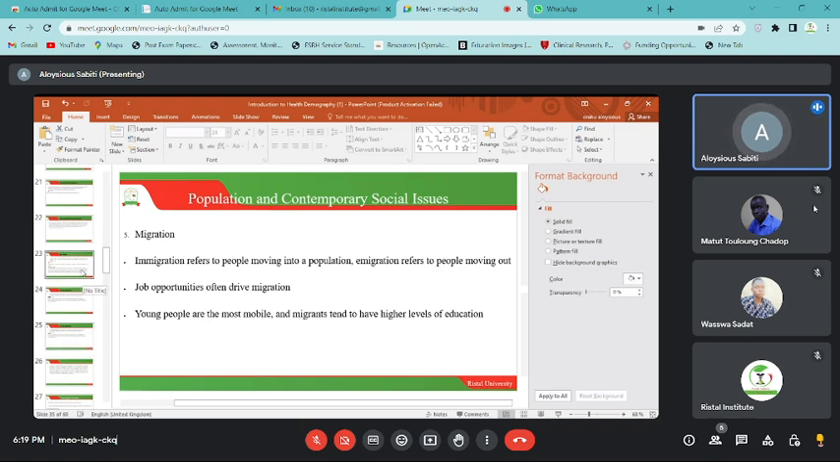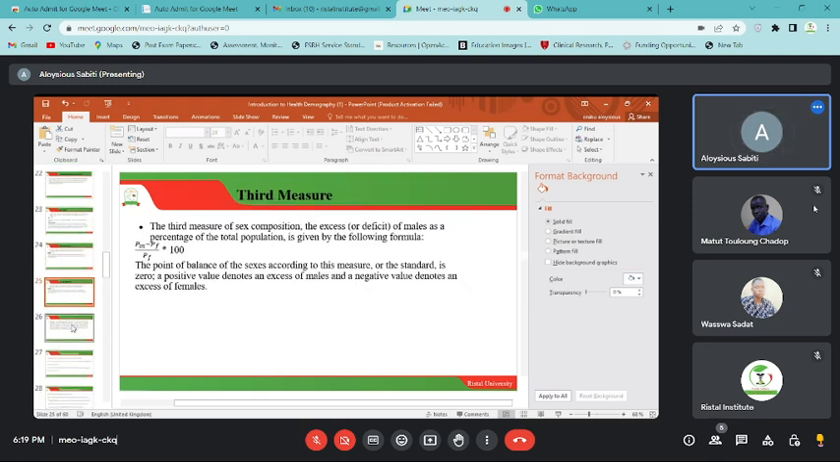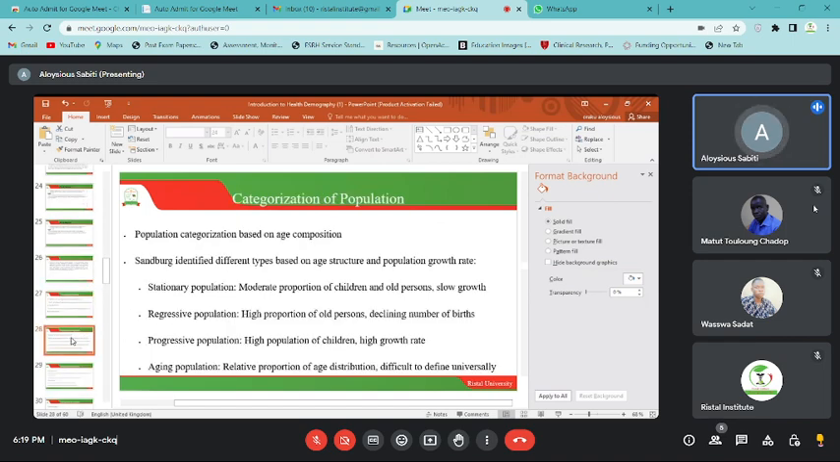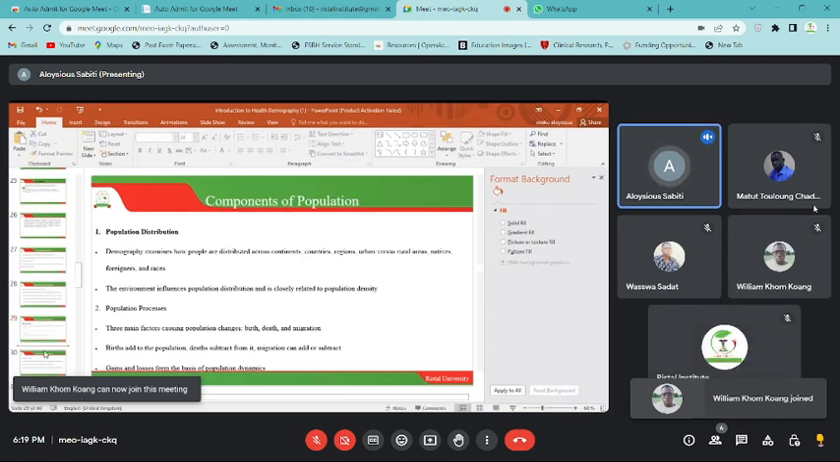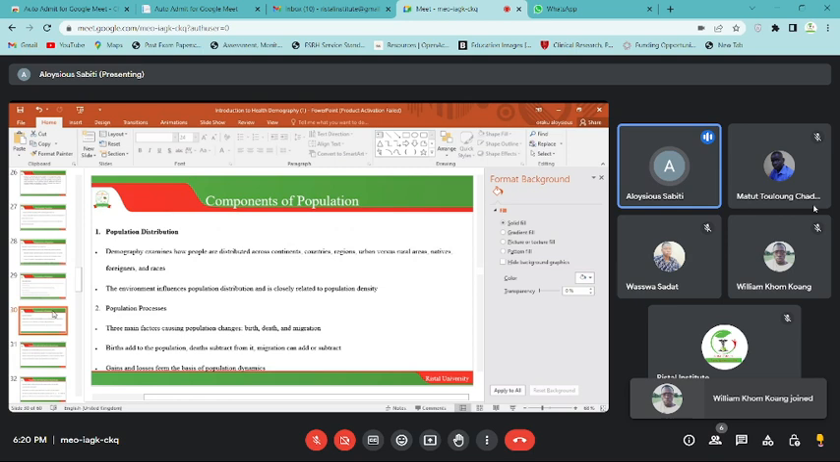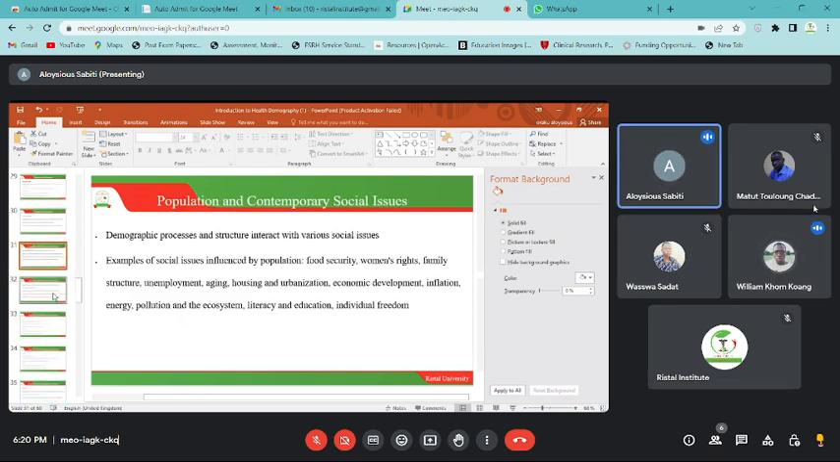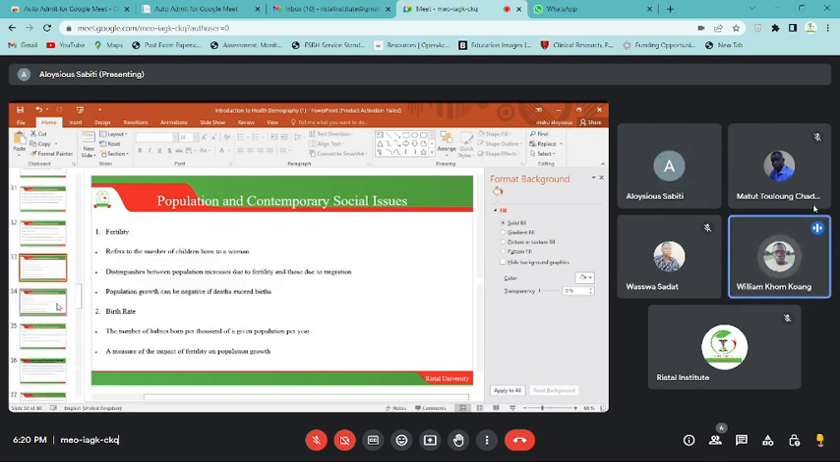So mainly, that is what we are tackling. And these slides are just giving you a quick go through of what we are talking about. You're able to see the population processes that we talked about. We talked about transition, and this is where we ended.